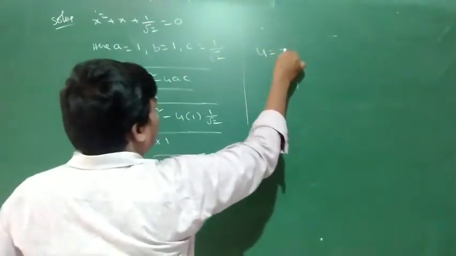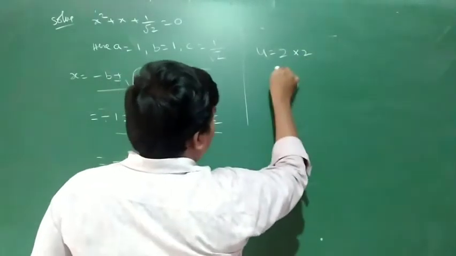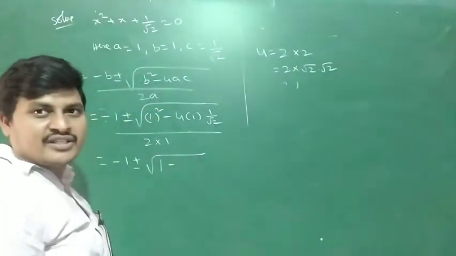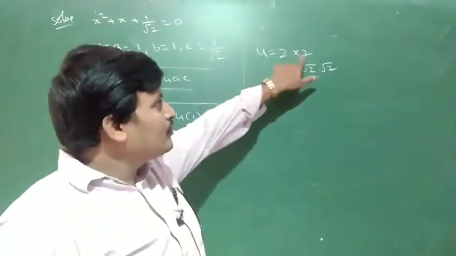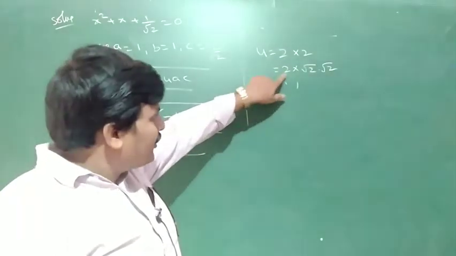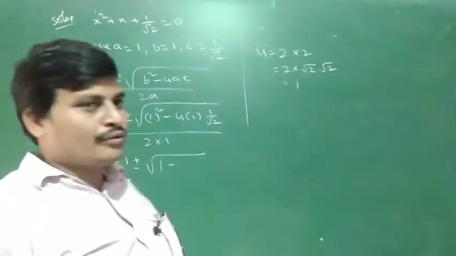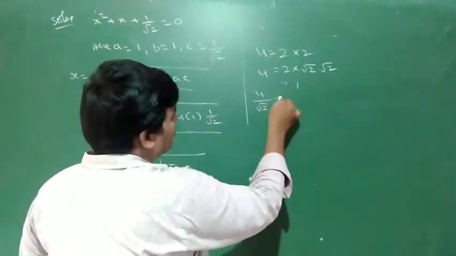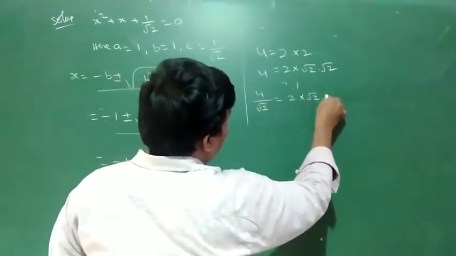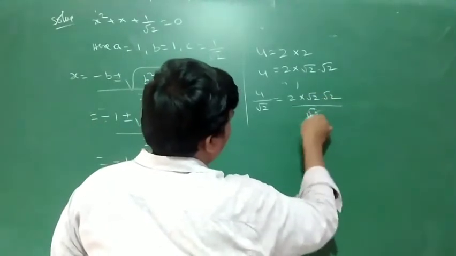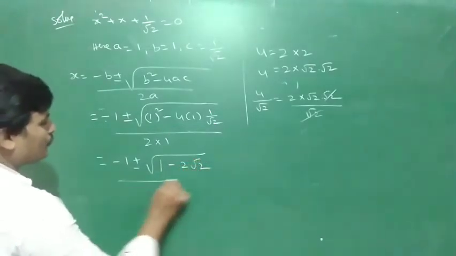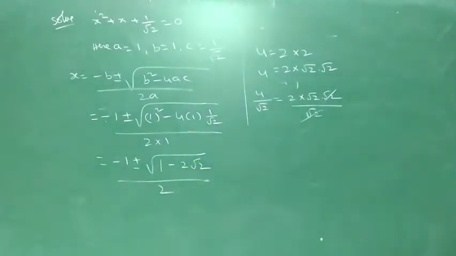Okay, listen carefully. 4 is equal to 2 into 2. 2 into 2 converts into root 2 into root 2. So 4 by root 2 is equal to 2 into root 2 into root 2 by root 2. One root 2 cancels. So 4 by root 2 is equal to 2 root 2 by 2. There is no simplification.